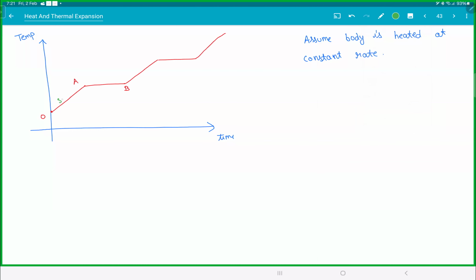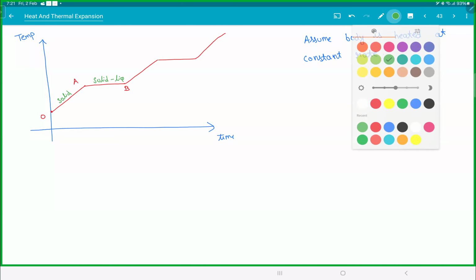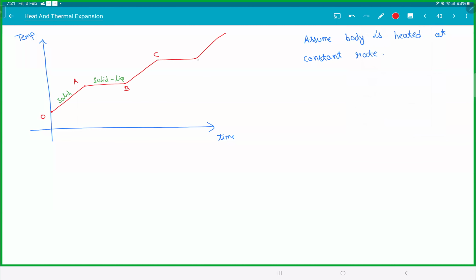So initially from O to A, you're in a complete solid. Then from A to B, it's a phase change. You're between solid and liquid. Then this is C and D and this is E. So B to C, you're completely liquid. C to D, you're in the phase change liquid to gas, and after D, it is gas.